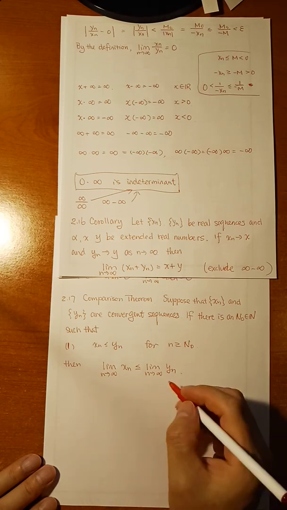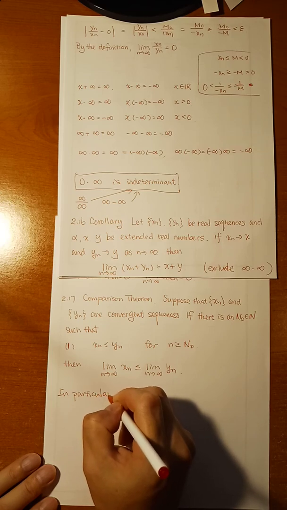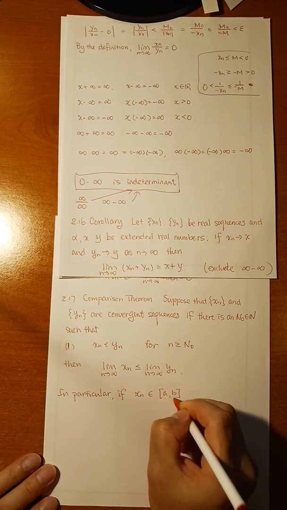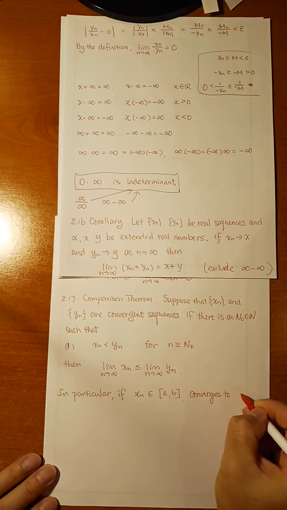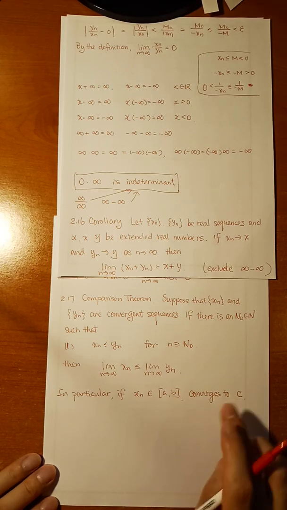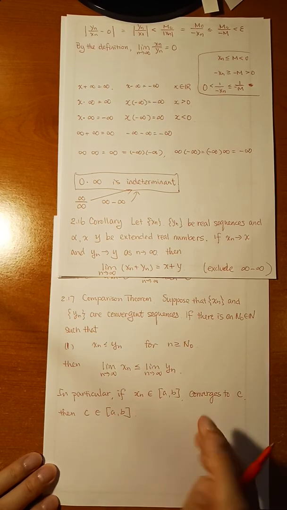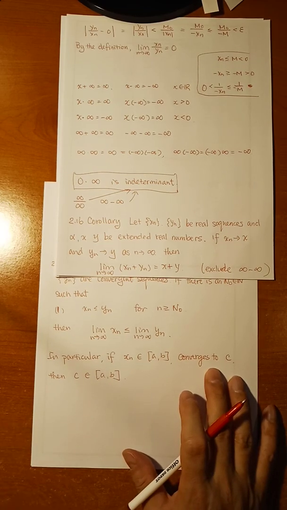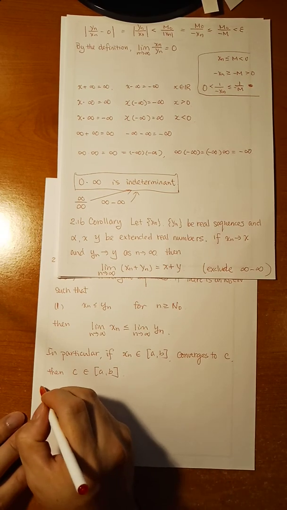Okay, and in particular, if xn belongs to [a, b] and xn converges to c, if you have a sequence in the closed interval and it converges to c, then c belongs to [a, b]. So a closed interval will contain its limit point. So that's what it means. Closed interval will contain the limit point. Okay, so let's see the proof.